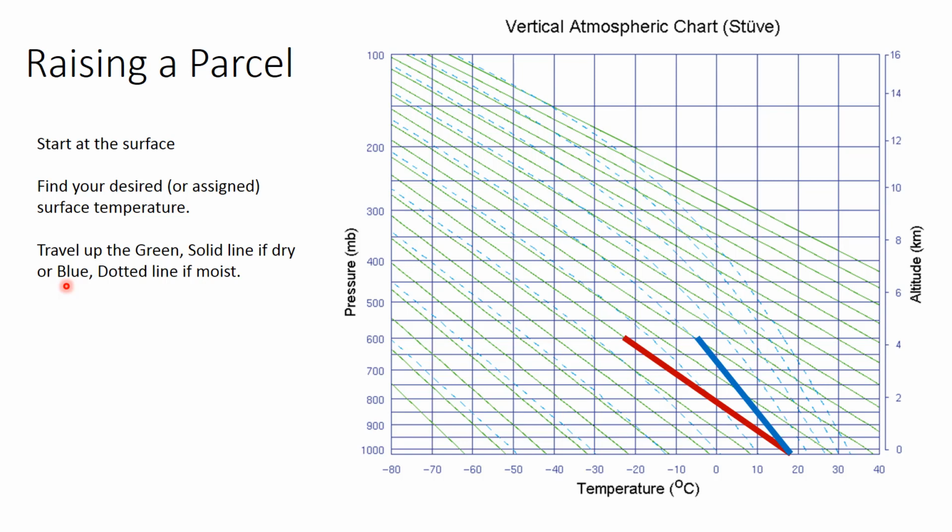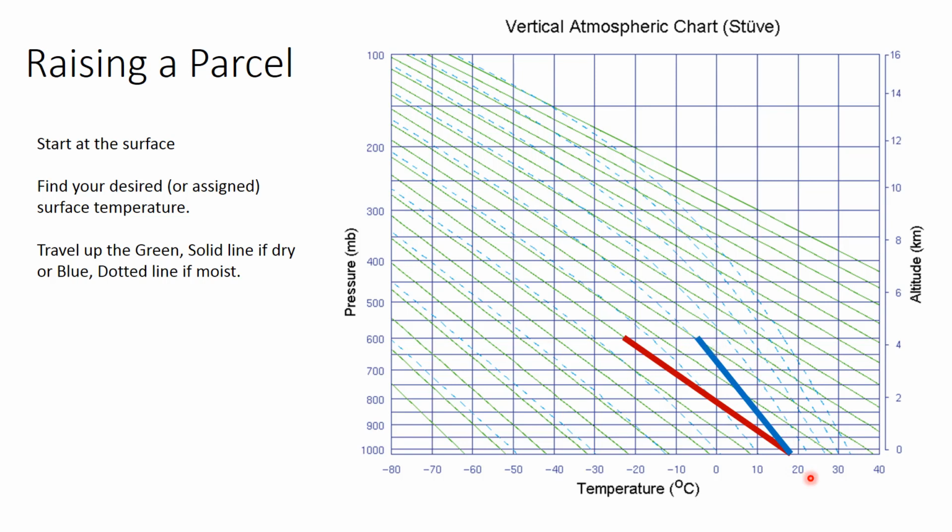Okay, so here's how we do it. If I wanted to calculate the temperature of a parcel of air at any given height, what I'm going to do is start at the surface. So start down here at the surface, and then if the parcel is saturated, I'm going to follow a dashed blue line representing a moist adiabat. And what I'll do is I'll start at the surface and I'll travel up that line until I've reached my desired height.